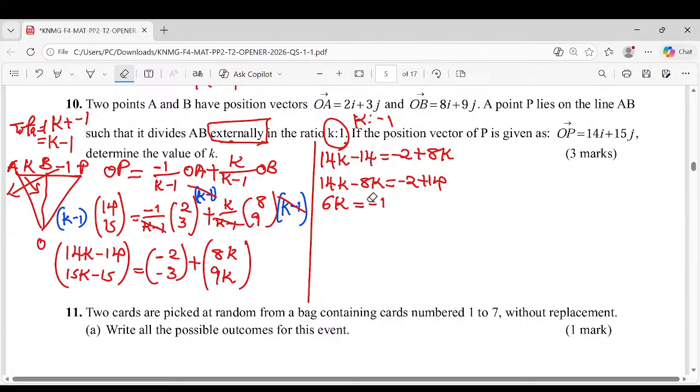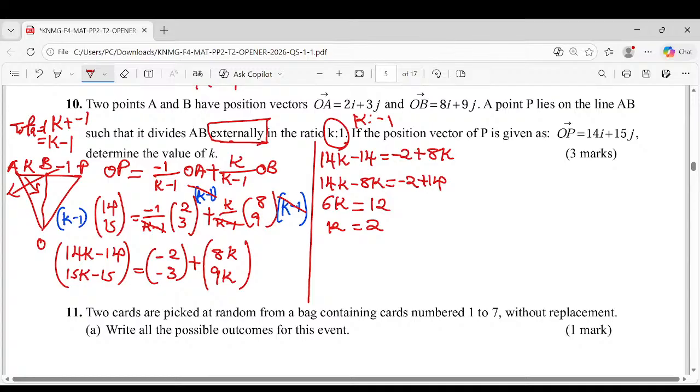This paper is a very standard paper. How I wish that the KCSE 2026 can resemble this paper. This will be 12. So the value of k in this case will be 2. Because if 6k is equal to 12, then our value of k is going to be 2.